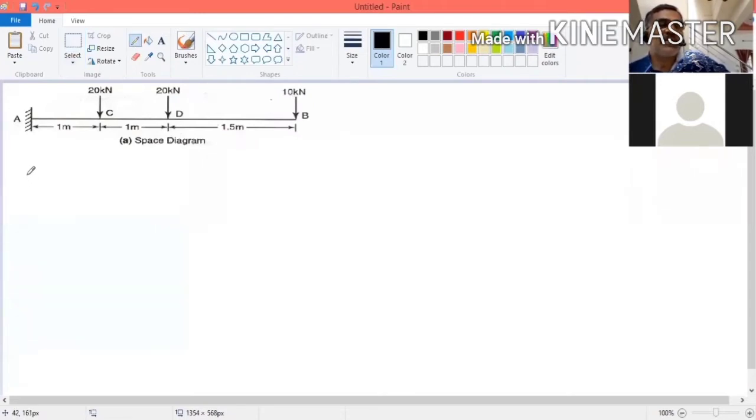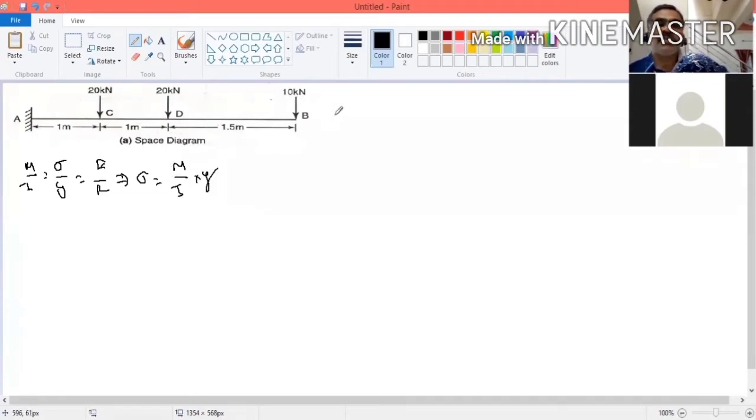What is the bending equation? M by I is equal to sigma by Y is equal to E by R. This is the equation. In this equation, if you consider the first two terms, what is sigma? Sigma is equal to M by I into Y.